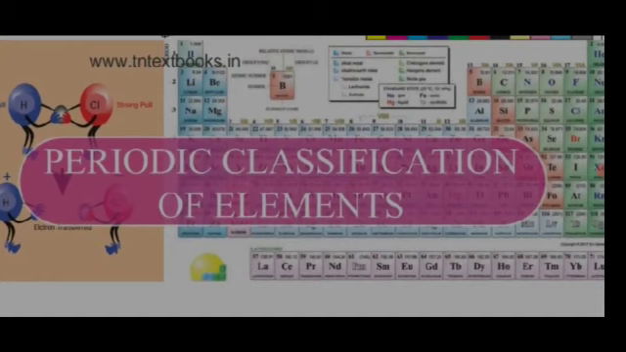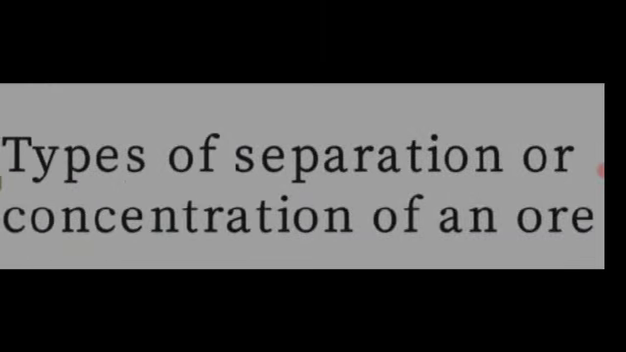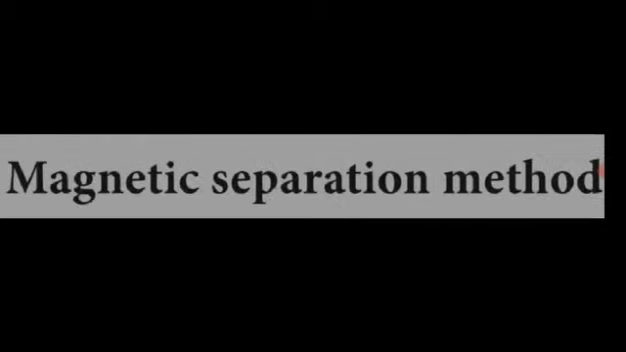In our previous section, I discussed types of separation or concentration of an ore. Once again, recall the types of separation. There are 4 methods used to concentrate an ore. What are the methods? First one, gravity separation or hydraulic method. Second one, magnetic separation method. Third one, froth flotation. Fourth one, chemical method or leaching.